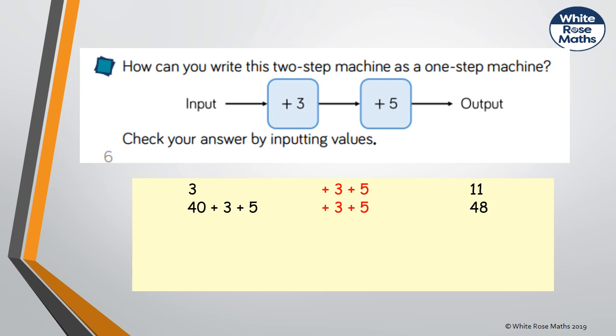How can I, instead of making it a two-step machine, instead of adding 3, then adding 5, what could I do so I just have one step? That's right. We could just add 8 because 3 plus 5 makes 8 anyway. That's all we did. We added 3, then added 5. It's the same as adding 8. So we could just change this into a one-step machine by just adding 8. 3 plus 8 equals 11 and 40 plus 8 equals 48. Exactly the same as the one above.